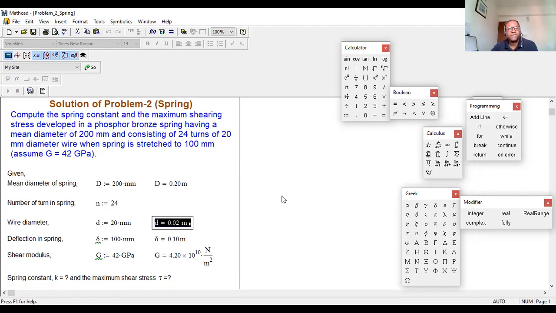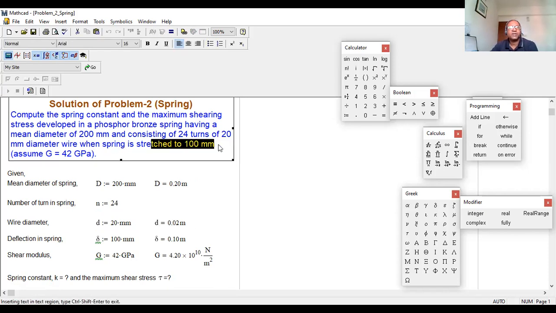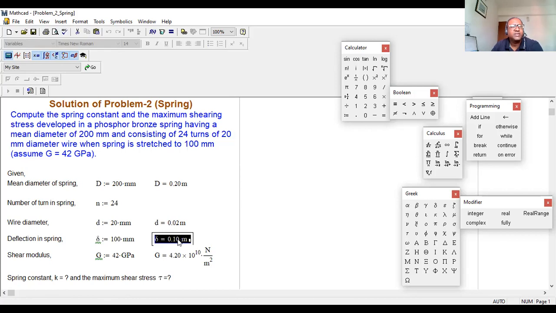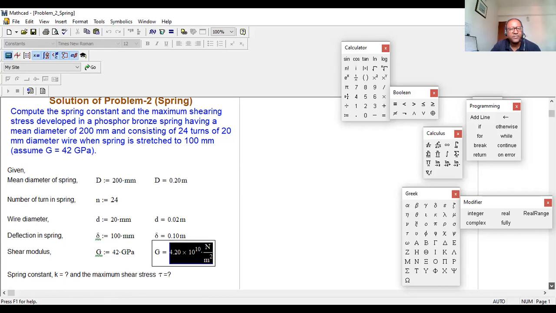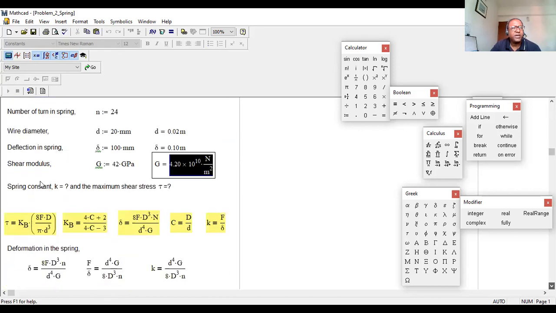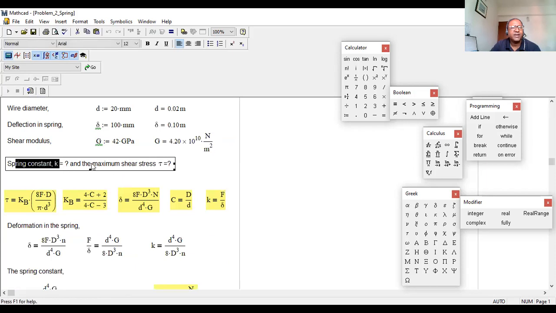Delta of the spring: when the spring is stressed to 100 millimeter, that means you compress it, stress means turn. You will elongate it by 100 millimeter. So this is delta, or you can say value of y. G value 42 gigapascal. You convert in Pascal, Newton per meter square. What do we need to figure out? Spring constant K and maximum shear stress. That we need to figure out.